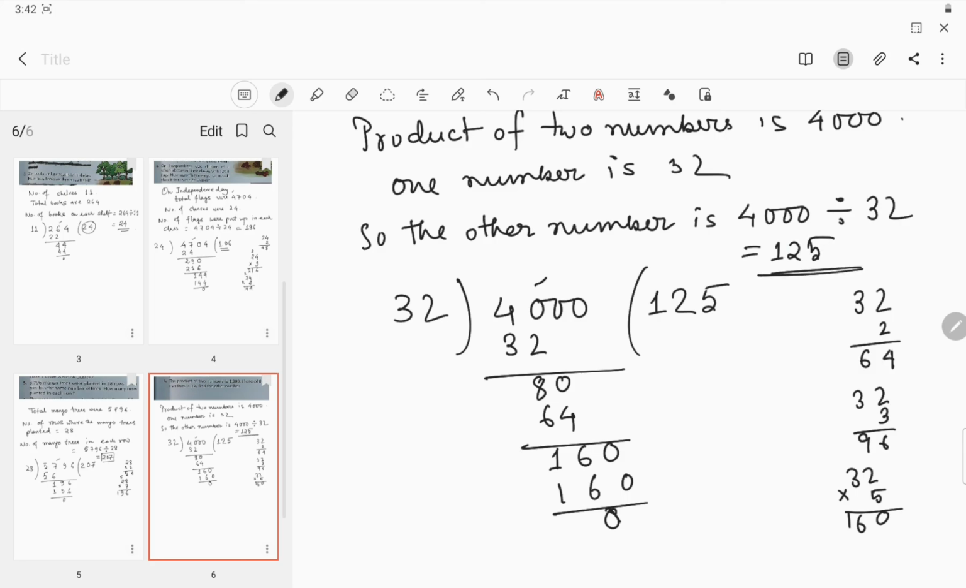So the other number is 125. So students, that's all for today. We will discuss the revision exercise in the class.